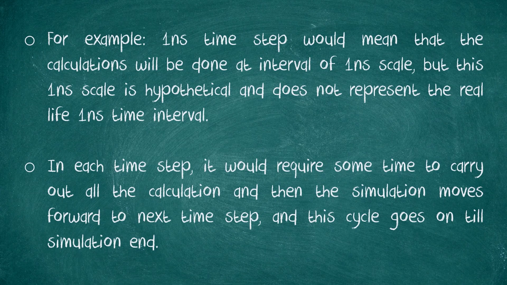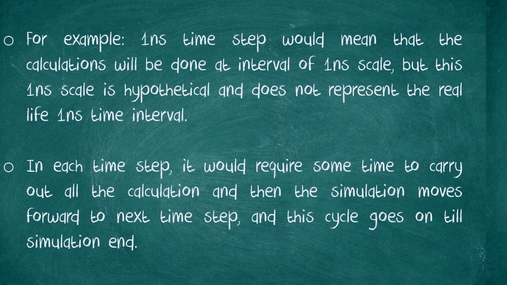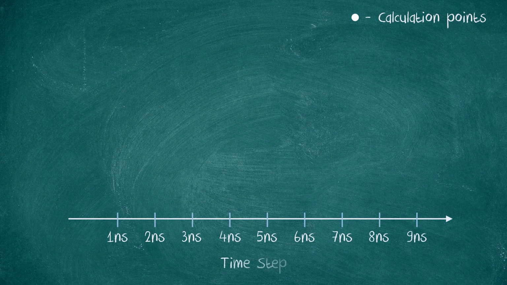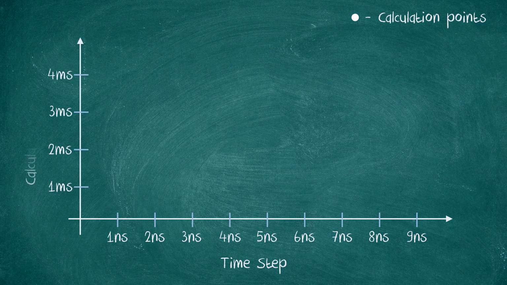Once the calculation is done for one time step, the simulation goes to the next time step and the cycle continues until the simulation ends. In this graph, we can see that the different calculation points have different calculation times, and thus it can be seen that the time step is just a hypothetical time step in which the hardware is simulated.